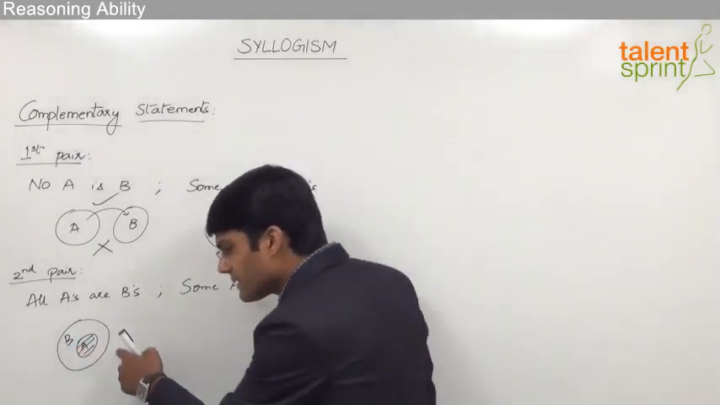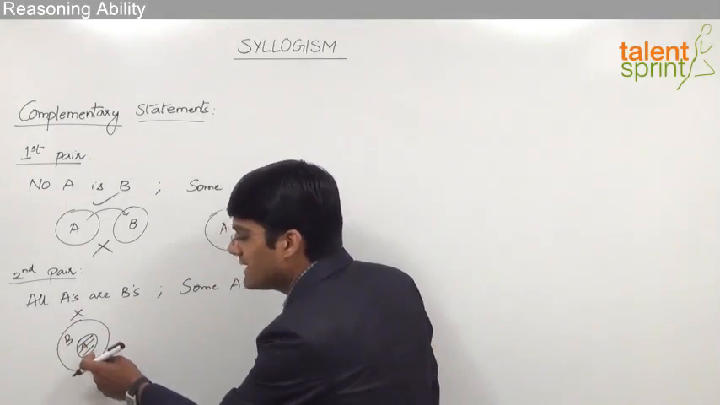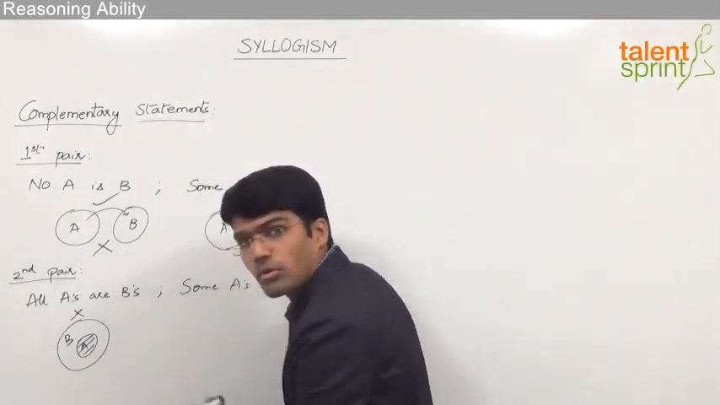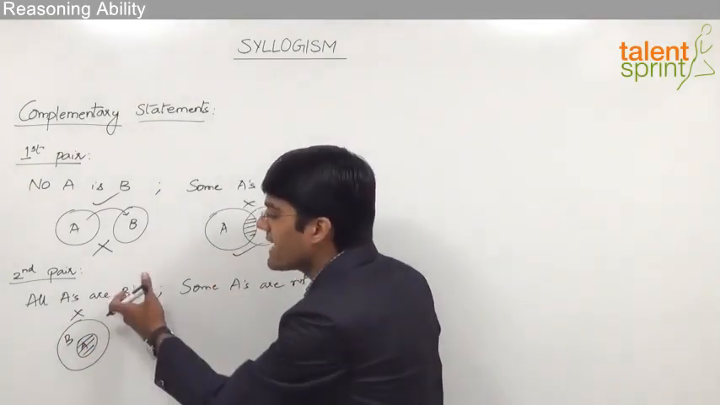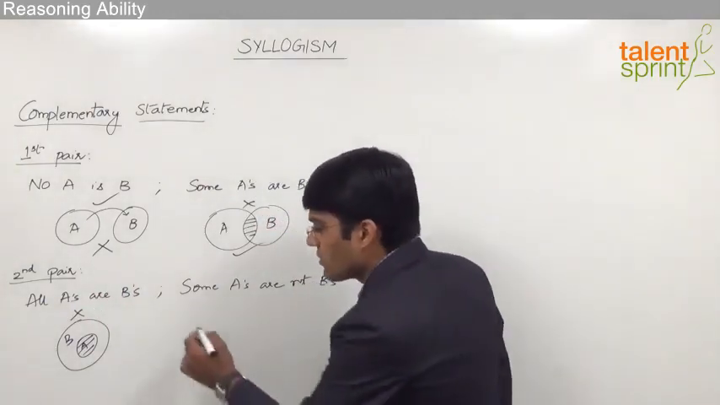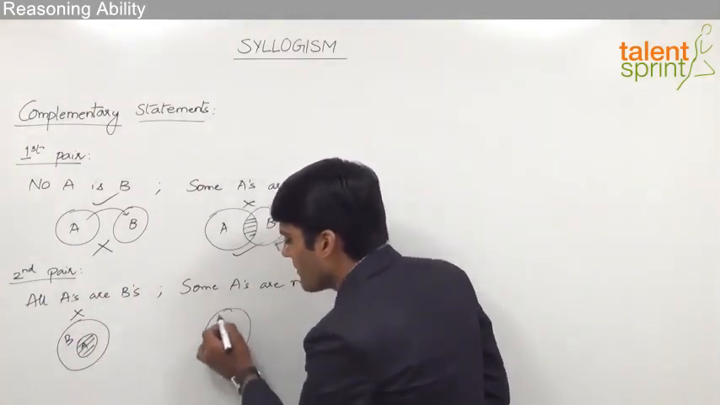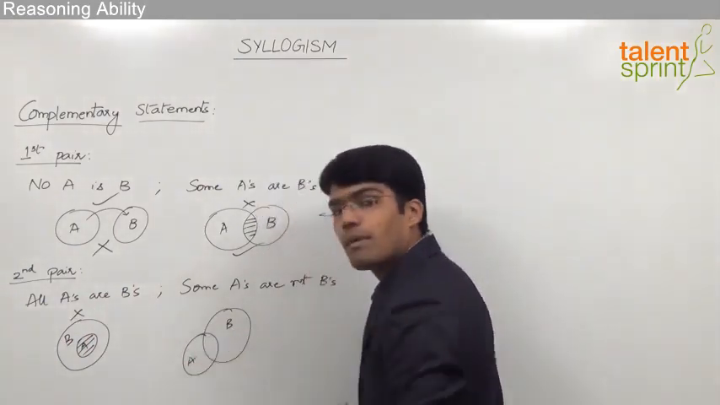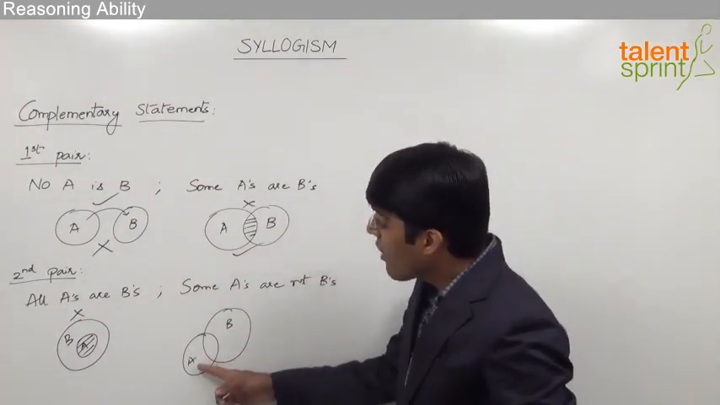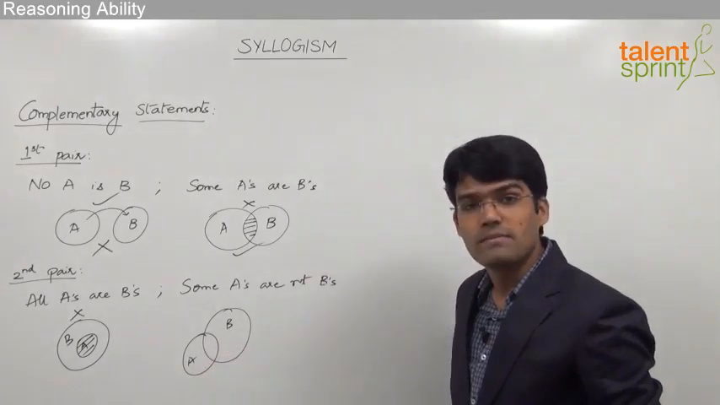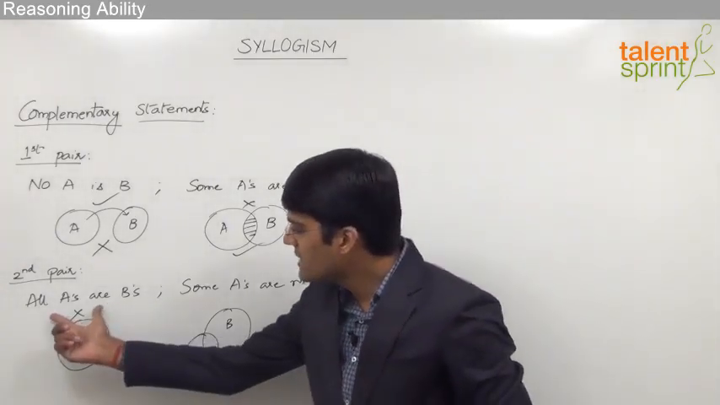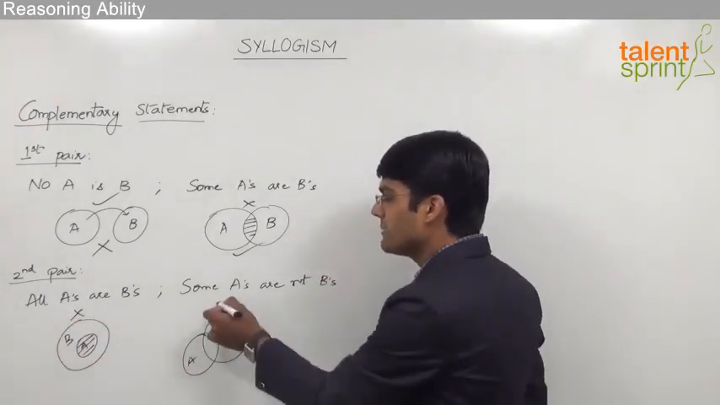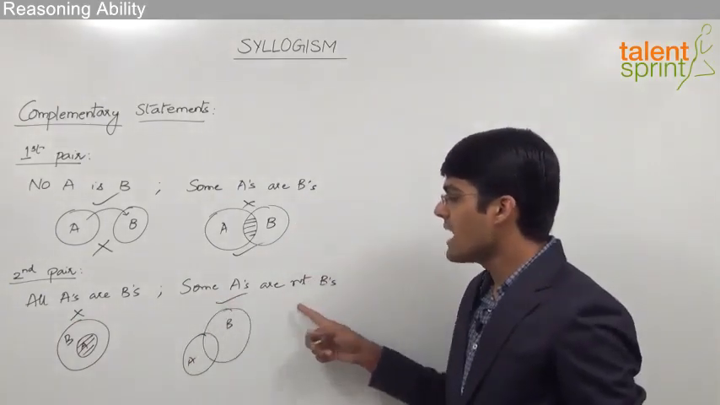Now for this condition to fail, at least one of the A's should come out. Only then all A's are B's becomes false. So for A, when it comes out, it appears as given here. Let us assume some of the A's have come out. Now in this case, we find that all the A's are not B's. So that is how when this condition fails, this becomes true. That is, some A's are not B's.